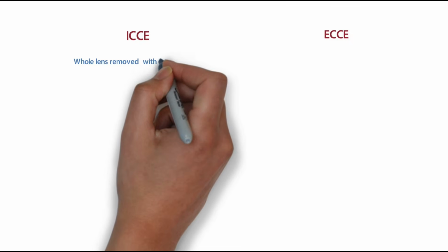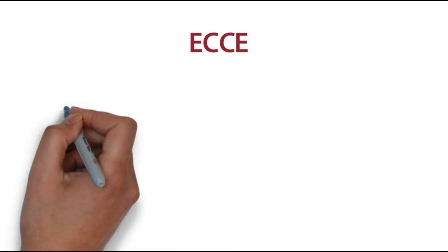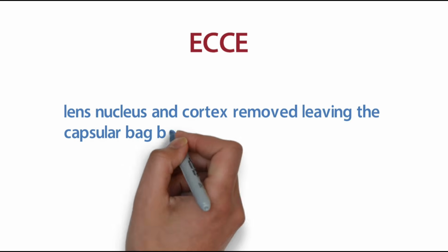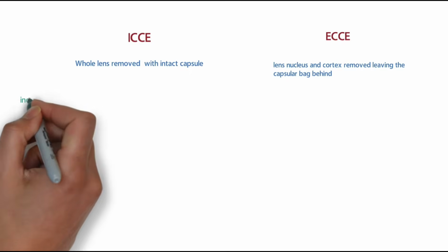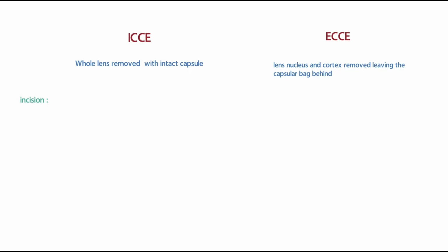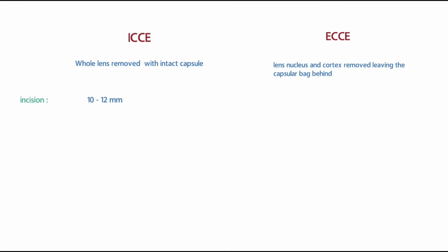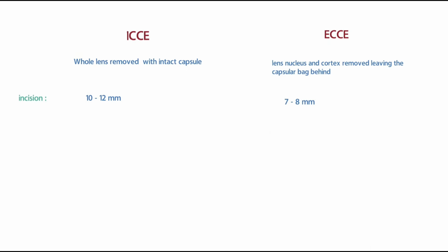In ICCE, the entire cataractous lens along with the intact capsule is removed. That is, both lens and capsule are removed. In ECCE, the lens nucleus and cortex are removed, leaving the capsular bag behind. And in ICCE, we are removing the whole lens with the capsular bag. Second point is we are taking an incision of 10 to 12 millimeter in ICCE, while the incision in ECCE is 7 to 8 millimeter.